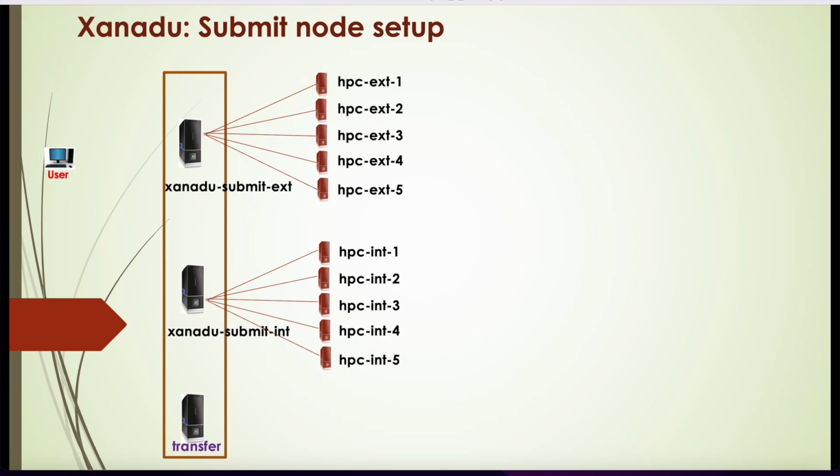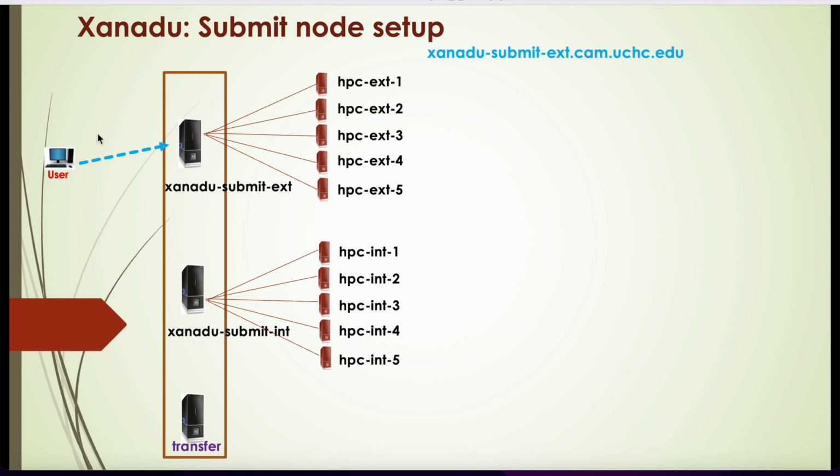As a user, when we try connecting to Xanadu Submit External, we are going to use the command SSH, which is secure shell, and then provide the address of the machine we are going to connect to. In this case, the machine is Xanadu Submit External, and the address for that machine is xanadu-submit-ext.cam.ucsc.edu. Once you establish this connection, you will automatically be redirected to one of these virtual submit nodes. Out of the 5, you will land in one of them.